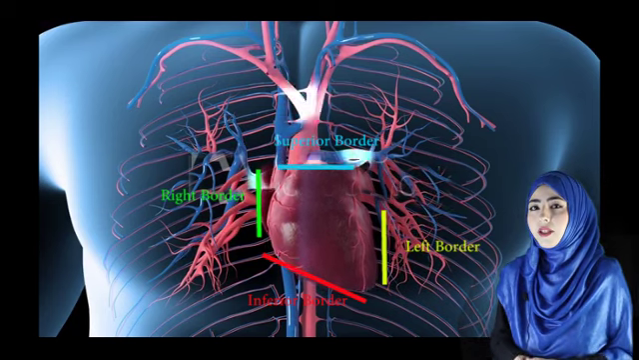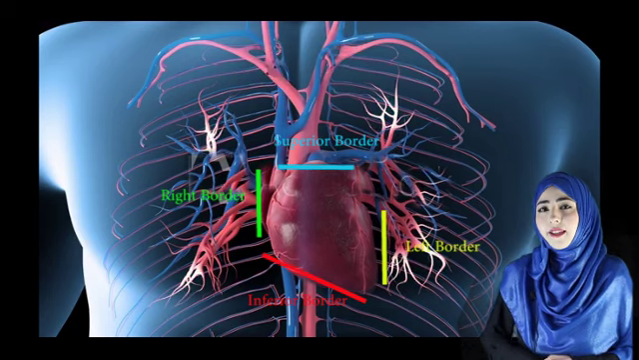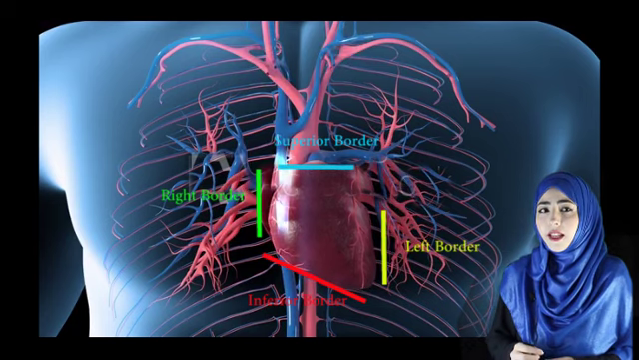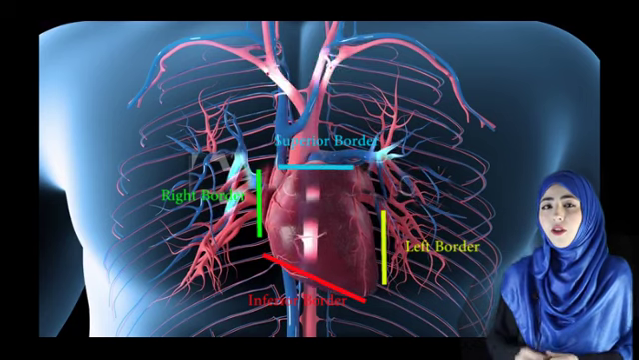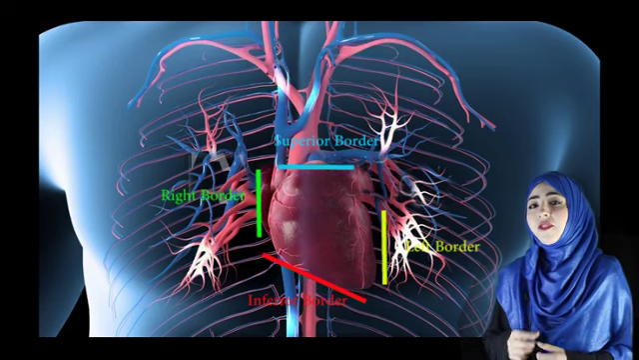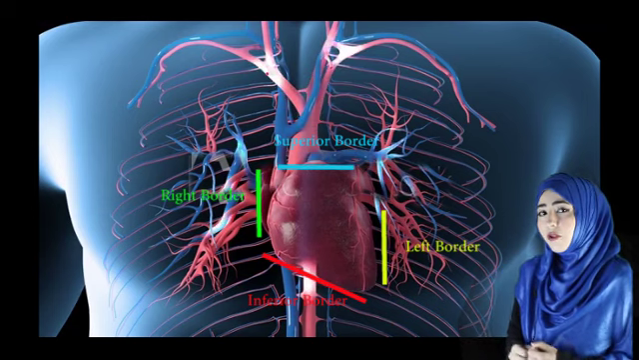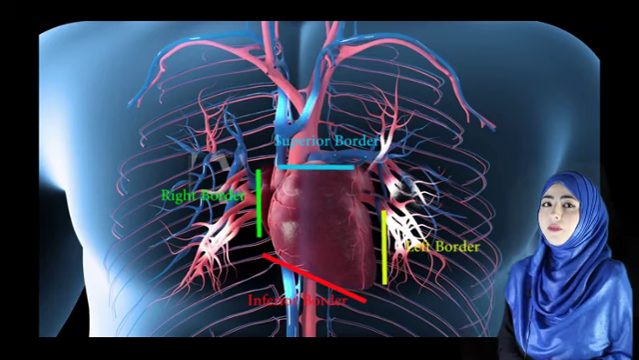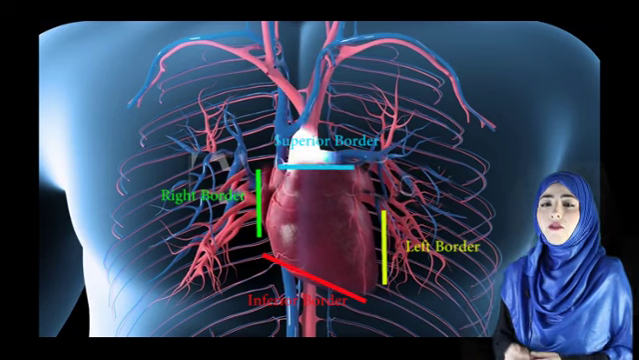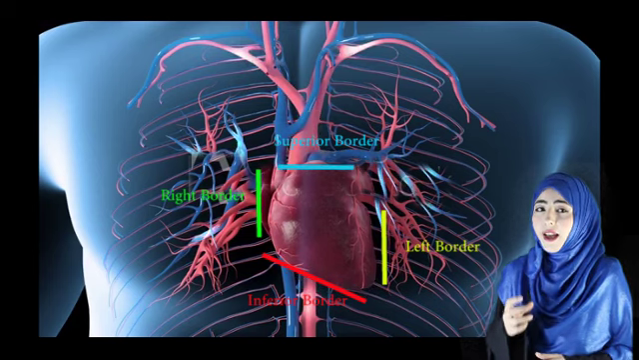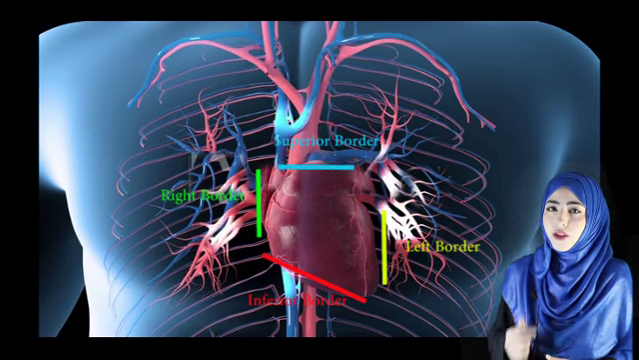by the left ventricle. The third is the left border, oblique, nearly vertical, formed mainly by the left ventricle and slightly by the left auricle. The fourth is the superior border, formed mainly by the right and left atria and auricles in the anterior view.